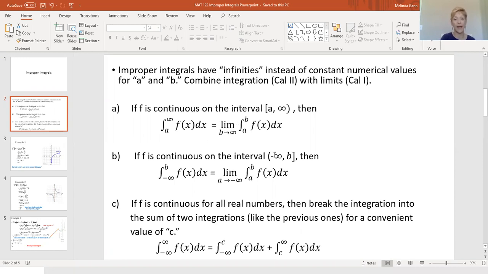Similarly, if you're integrating from -infinity to a number, say b, again, that infinity gets replaced with a variable. So that -infinity got replaced with an a, and that's your new thing, a approaching your original -infinity. Now, what happens if you've got infinities on both? Basically, you just divide it into a sum. So you go from -infinity to some convenient number c, and then from that same convenient number c to infinity.